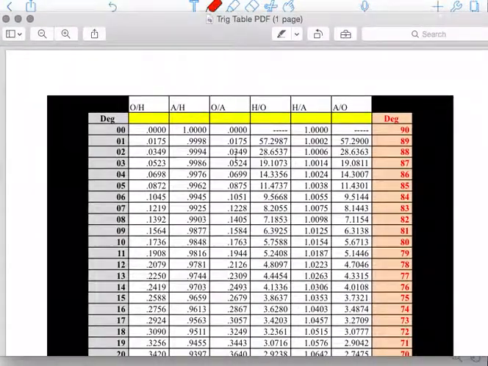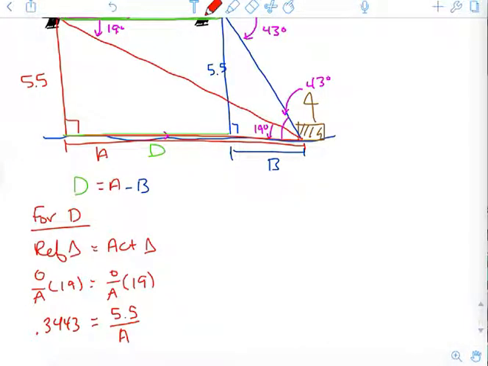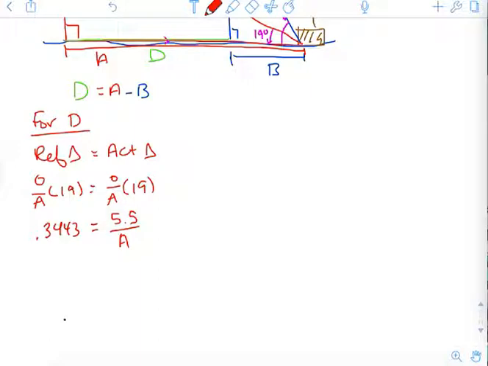And we need 19 degrees, opposite over adjacent. So that's going to be the third column. 19 degrees is right here. Double check. 0.3443. Thank you, awesome trig sheet. You can go for now. So now it's just an issue of solving this algebraic problem.